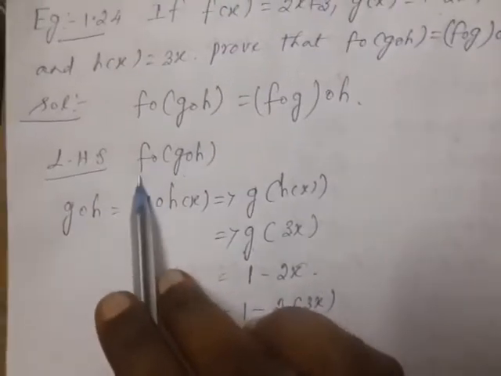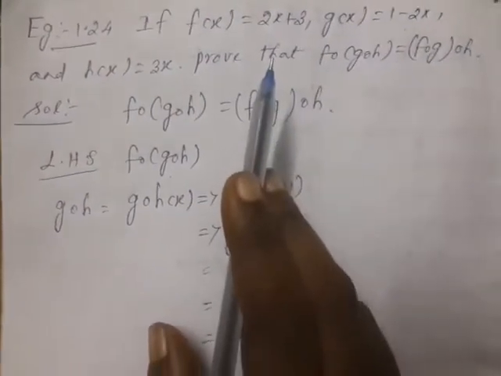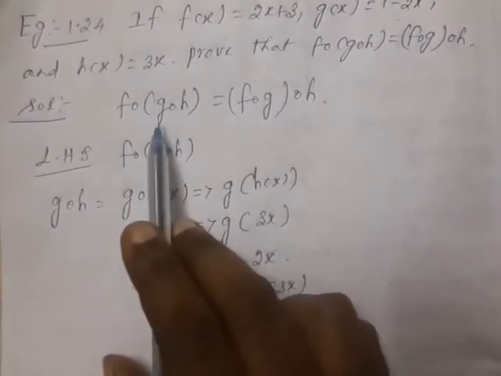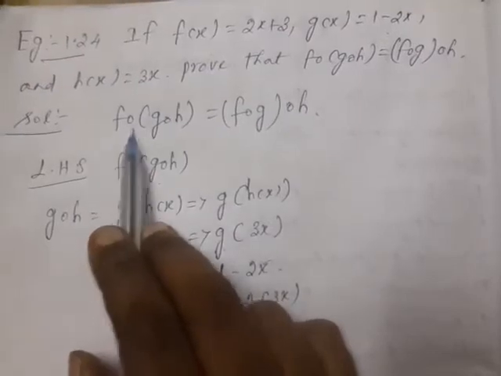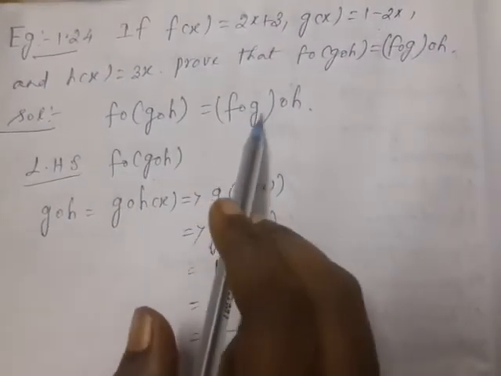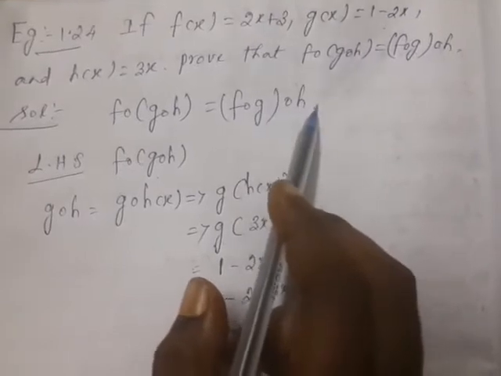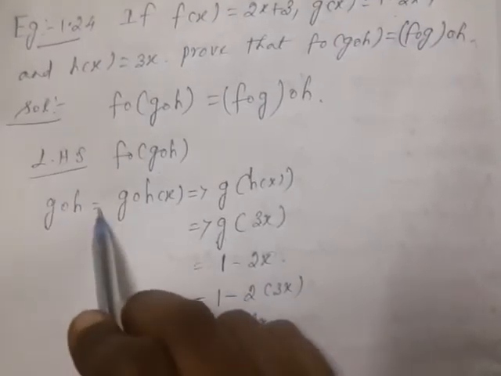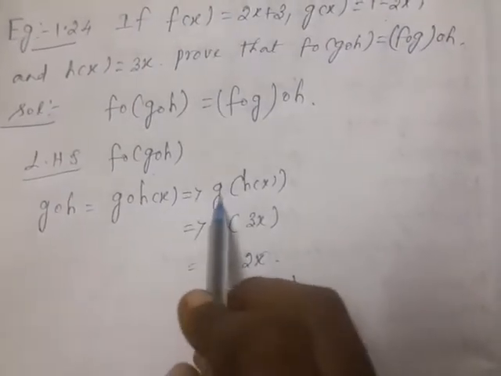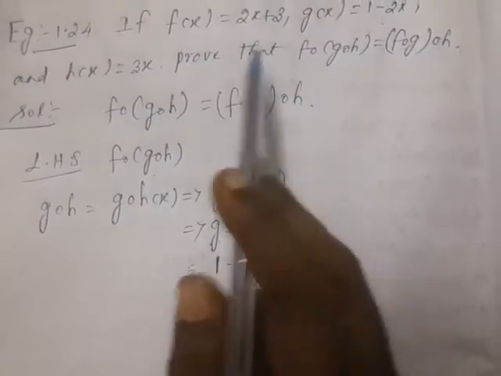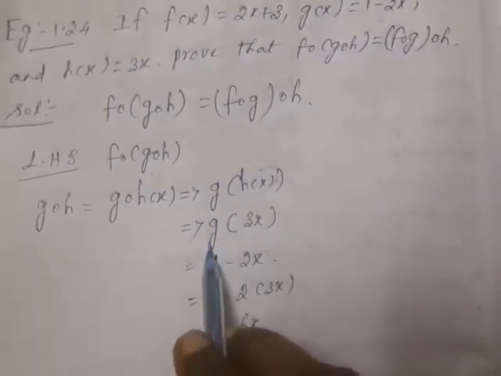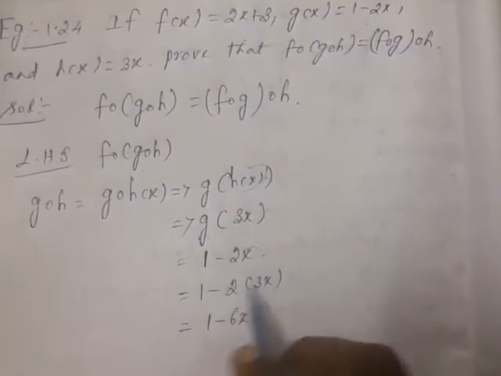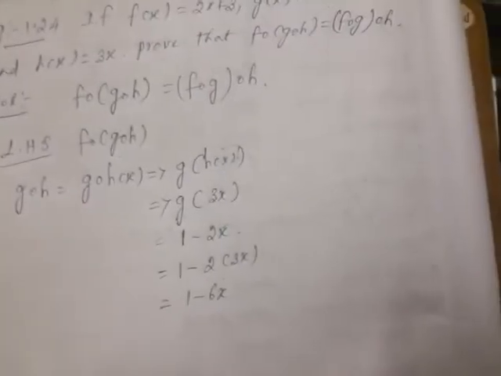Again I will explain. Before we discussed only two functions; now we are discussing three functions f, g, h. What we have to prove is that f composite (g composite h) equals (f composite g) composite h. First I am taking the left hand side. Inside the bracket I take g composite h, g of h of x. Instead of h of x I write 3x. G of x means 1 minus 2x, and instead of x I substitute 3x, giving 1 minus 6x.